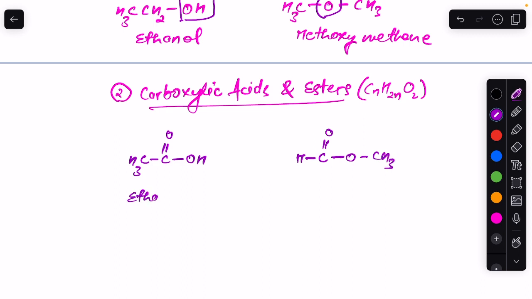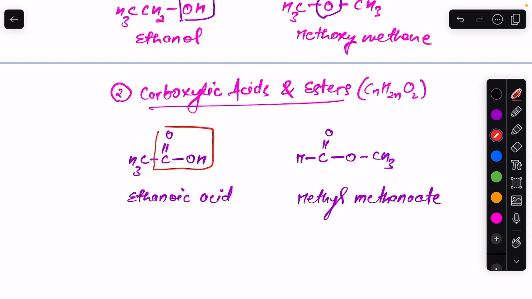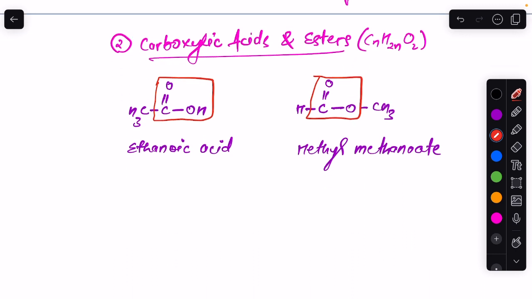IUPAC naming is ethanoic acid. The second one is methyl methanoate. This is carboxylic acid, and this is ester. This one is ester.